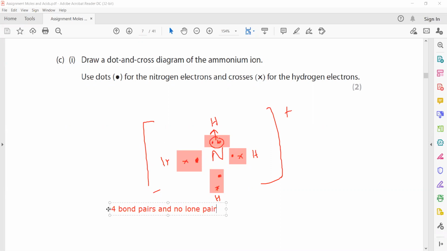So it will have a tetrahedral geometry with a bond angle of 109.5, not 104, it's 109.5 degrees. It will have a tetrahedral geometry because there are four bond pairs and the electrons are arranged in a position of minimum repulsion. So this supports a tetrahedral geometry.